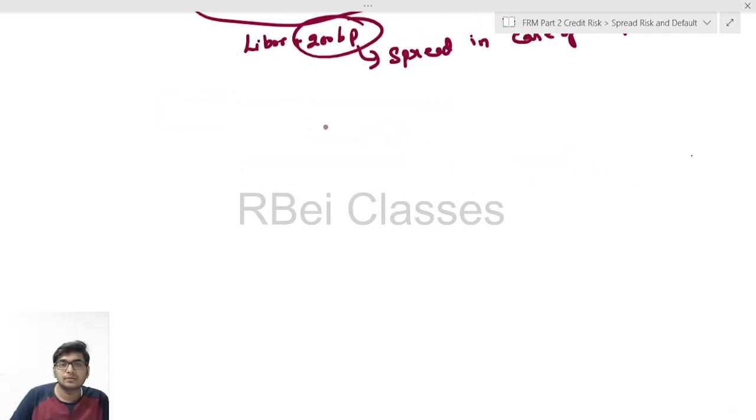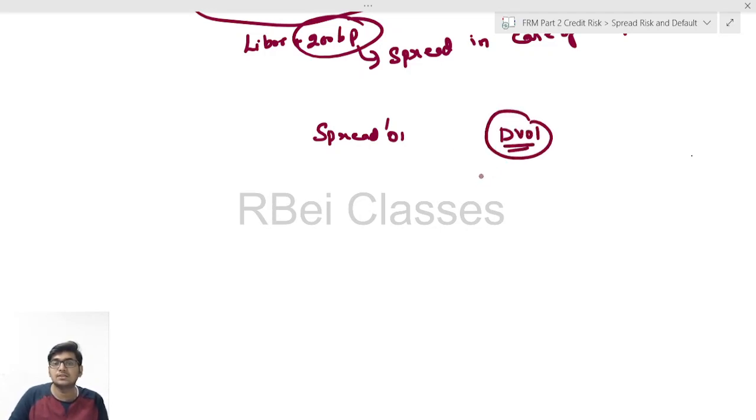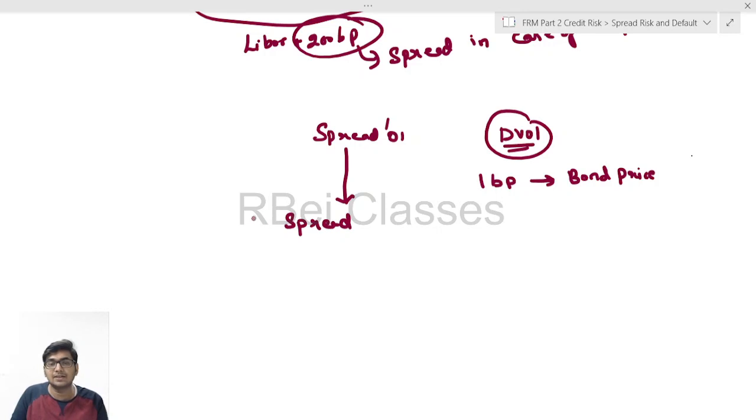Now we will calculate the spread 01. You remember the concept of DV01? It means if you change the interest rate by 1 basis point, what will be the change in the bond price? Over here you are doing the same thing, but you are not changing the interest rate, you are changing the spread. That is your Z value. If you change the Z value by 1 basis point, what will be its impact on the bond price? This is what we are calculating.